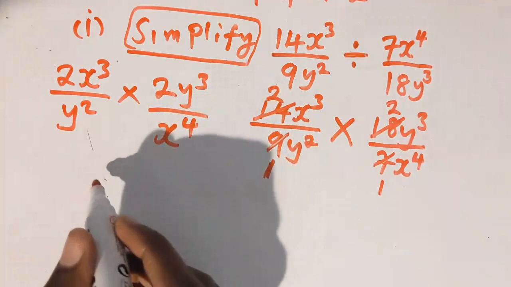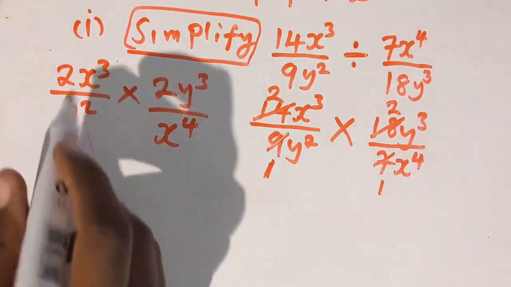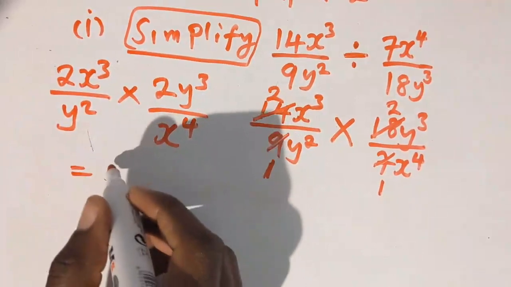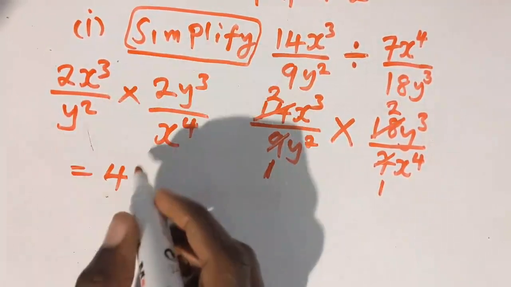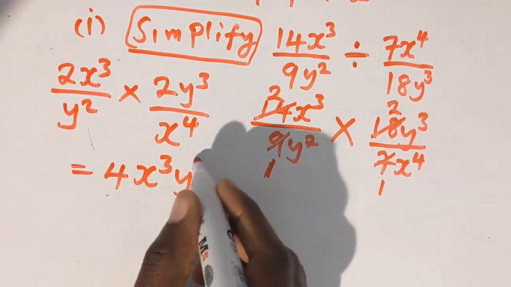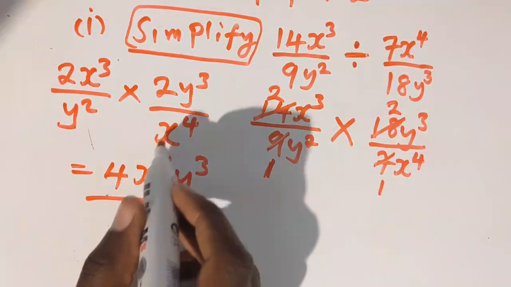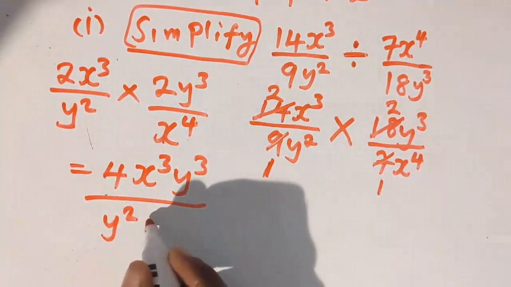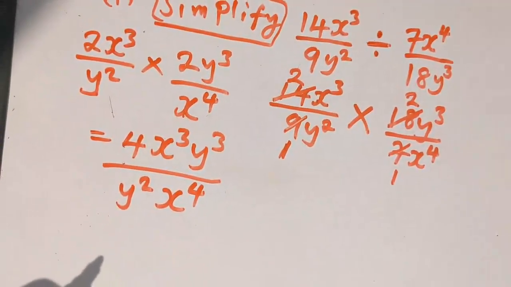Let's do this. If you want, you can just say 2 times 2, that's 4. Then there will be x to the power 3 and y to the power 3, like that. Then it will be over y squared times x to the power 4. So this is how it is going to be.